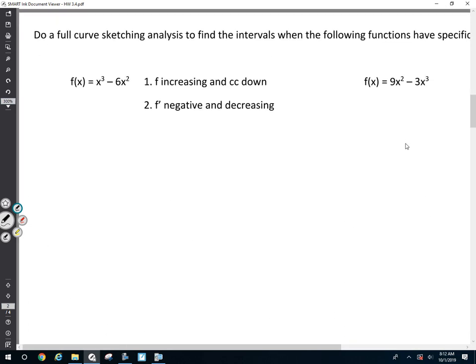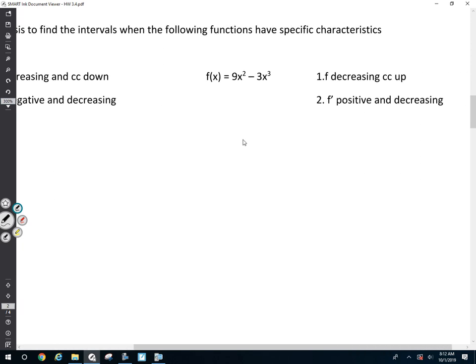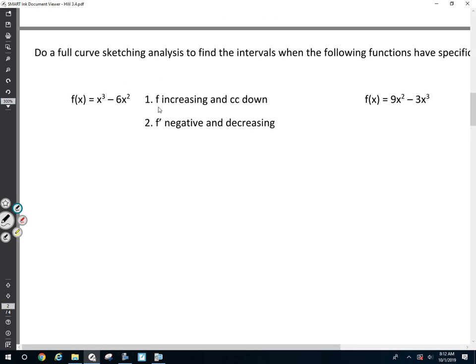All right, do a full curve sketching analysis to find the intervals on the following functions that have specific characteristics. We want f increasing and concave down, and we want f prime negative and decreasing. So we're going to have to do an analysis of f prime and its signs and f double prime and its signs.